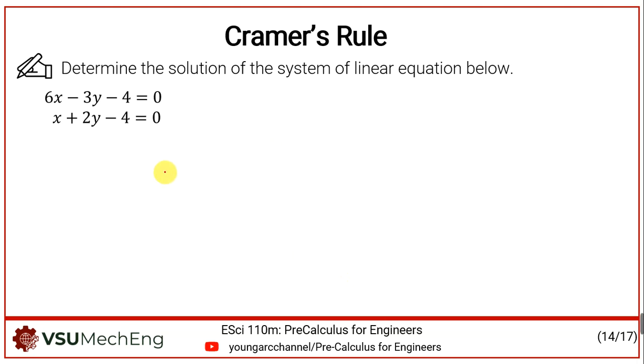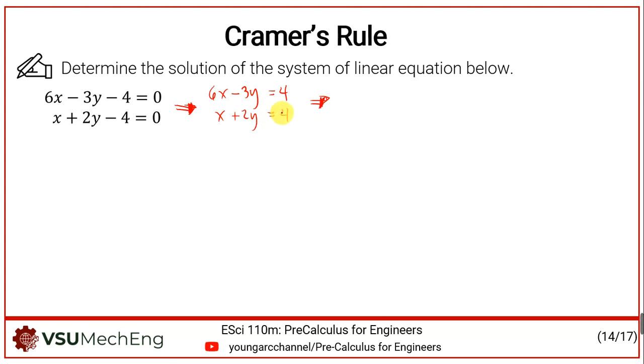Okay, let's have some examples. We'll start with two equations with two unknowns, so expect that you can generate a 2 by 2 matrix. We have a given system of linear equations, but we need to modify this first because this is in general form. We want to rewrite this in such a way that all the constants are on the right side. So we have 6x minus 3y is equal to 4, and x plus 2y is equal to 4.